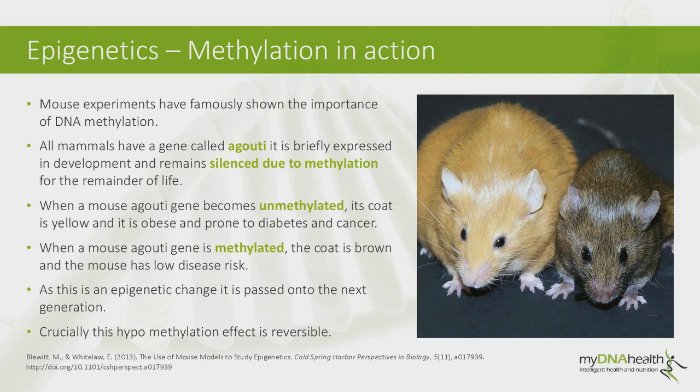And when the mouse agouti gene is methylated again, the coat becomes brown and the mouse has low risk of disease. That's all down to the diet that the mouse is fed. And as this is an epigenetic change, it's passed on to the next generation. So if that mouse went on and had another litter, those mice would have yellow coats and be obese. But we've found through research that this hypomethylation is reversible, which is really important for us to know, so that we can affect our epigenetics and affect our well-being through our lifestyle choices.